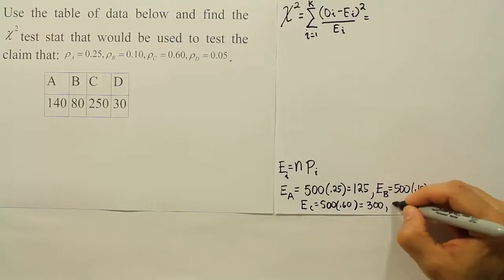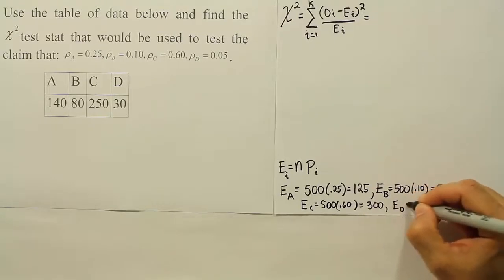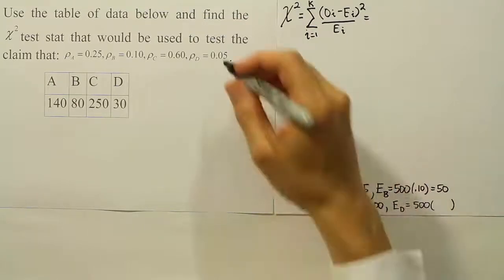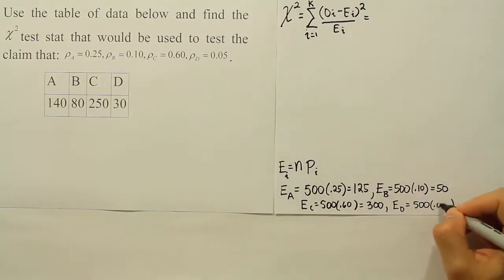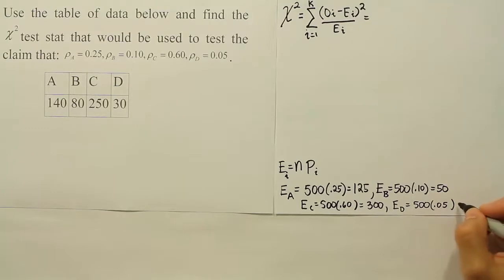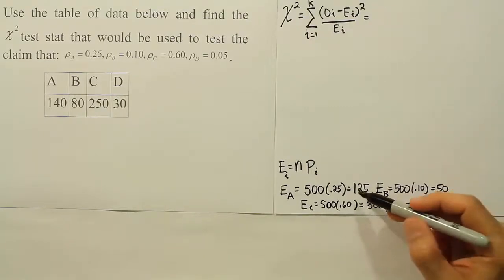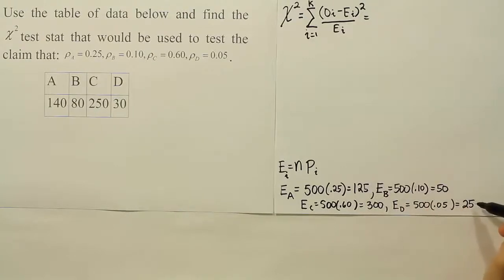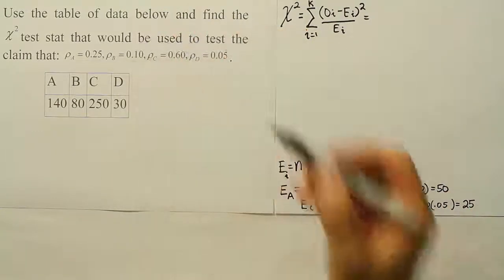And then lastly, we need the expected value for group D. It'll be 500 times the probability for group D, and that group is just 5%, 0.05, so that will be 25 when we're done. Of course, you can see that the sum of these values adds up to 500. So 300 and 100 make 400, that's 425, 475, 500. If you add the expected values all together, they should add back up to n because these probabilities have to add up to 100%.